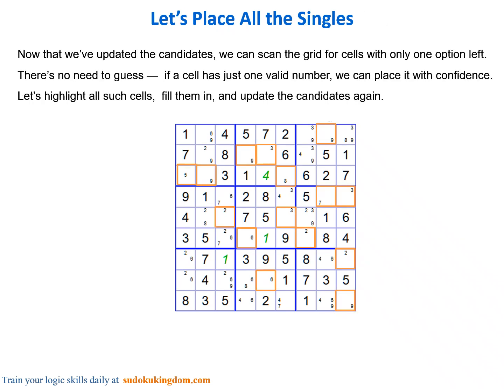Now that we've updated the candidates, we can scan the grid for cells with only 1 option left. There's no need to guess. If a cell has just 1 valid number, we can place it with confidence. Let's highlight all such cells, fill them in, and update the candidates again.